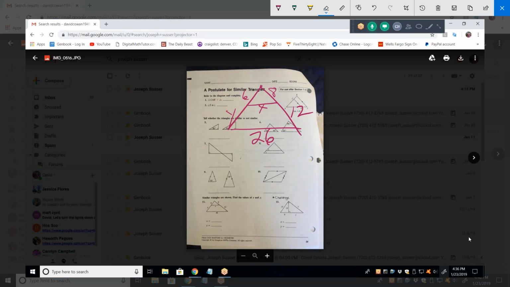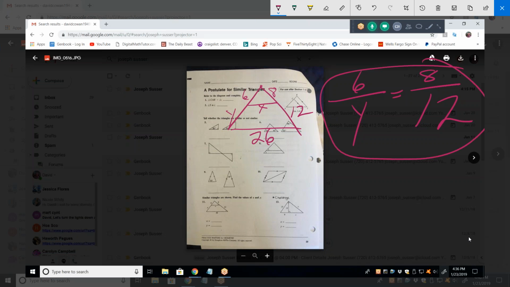Do it as simple as possible. 6 over y is equal to 8 over 12. That is as simple as possible, as opposed to 8 over 20 is equal to 6 over y plus 6. This is far simpler. Now, in this case, the variable is in the denominator, so you do need to cross multiply. So you would get 9. Correct.